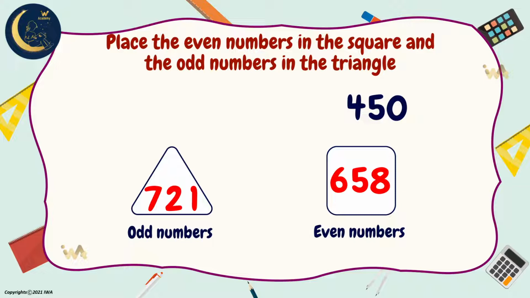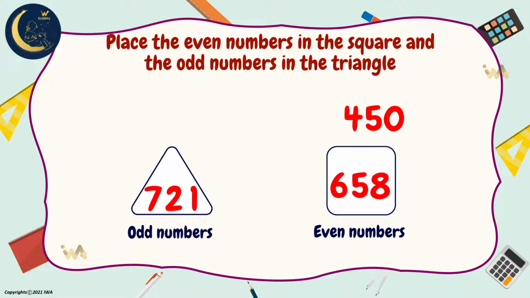Now let's look at the last number. It is 450. Who knows if it is an even number or an odd number? Yes, we will look at the ones place, which has a 0. Is that even or odd? It's even, correct. So 450 is an even number, so we will place it in the square.